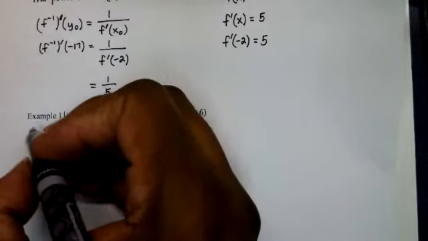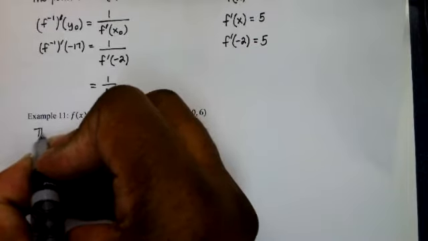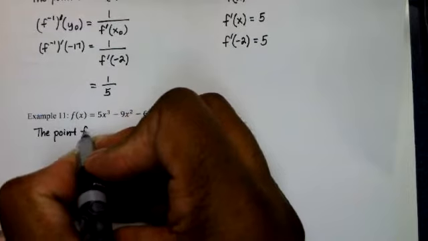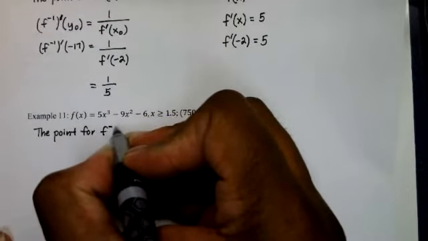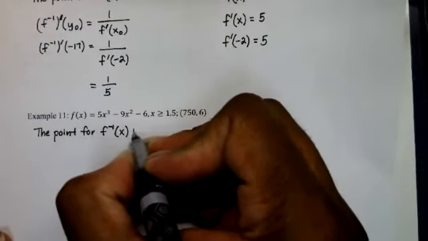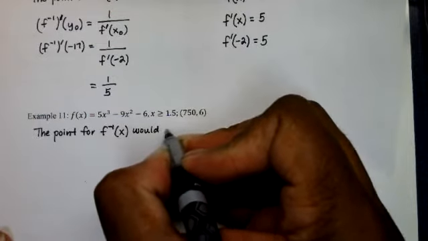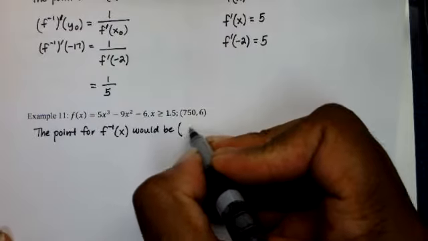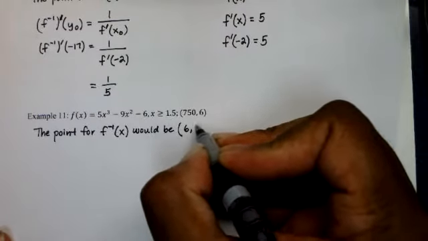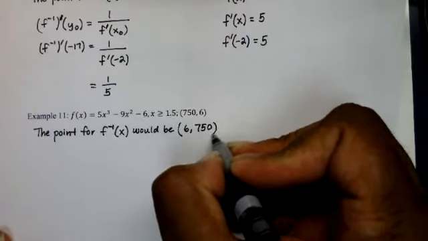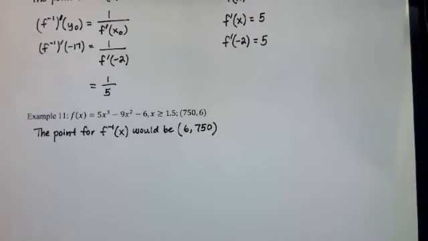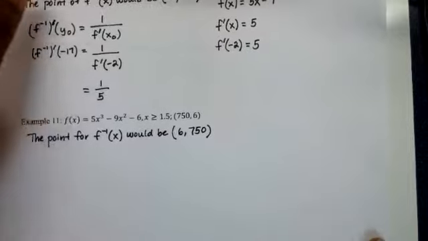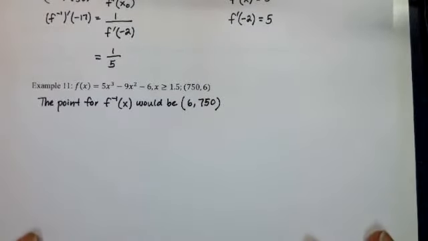So for the inverse, the ordered pair, or the point for f inverse of x, would be this. We just swap the ordered pairs around. That 6 will be your x coordinate, 750 will be the y coordinate. So that would be the point for the graph of f inverse of x, or for the equation of f inverse of x.